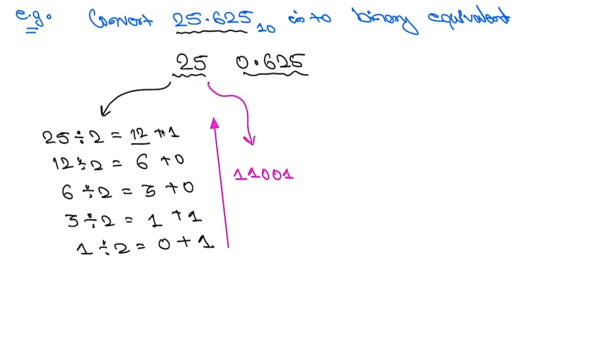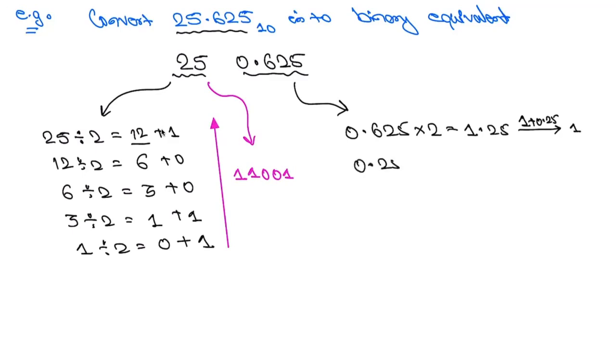Now let us see 0.625. So 0.625 will be multiplied by 2, right. So it will become 1.25 and we have to take the carry. What will be the carry? 1 plus 0.25, carry will be 1. Again 0.25 will be multiplied by 2, it will become 0.5, carry is 0. 0.5 is again multiplied by 2, it will become 1.0.